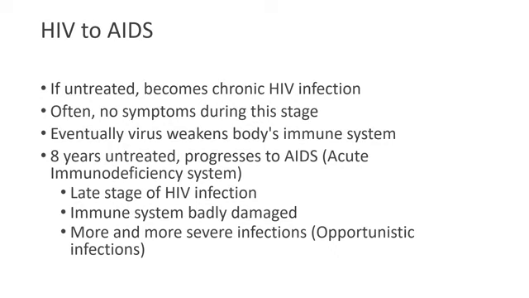But eventually it will become active and it will start destroying T cells, those CD4 T cells. And then it progresses to that syndrome that is called AIDS, which is acquired immunodeficiency syndrome. Oh, I said immunodeficiency system. That should be acquired immunodeficiency syndrome. And so this is considered the late stage of HIV infection. Your immune system is badly damaged and it's not going to come back. So you get more and more severe infections.